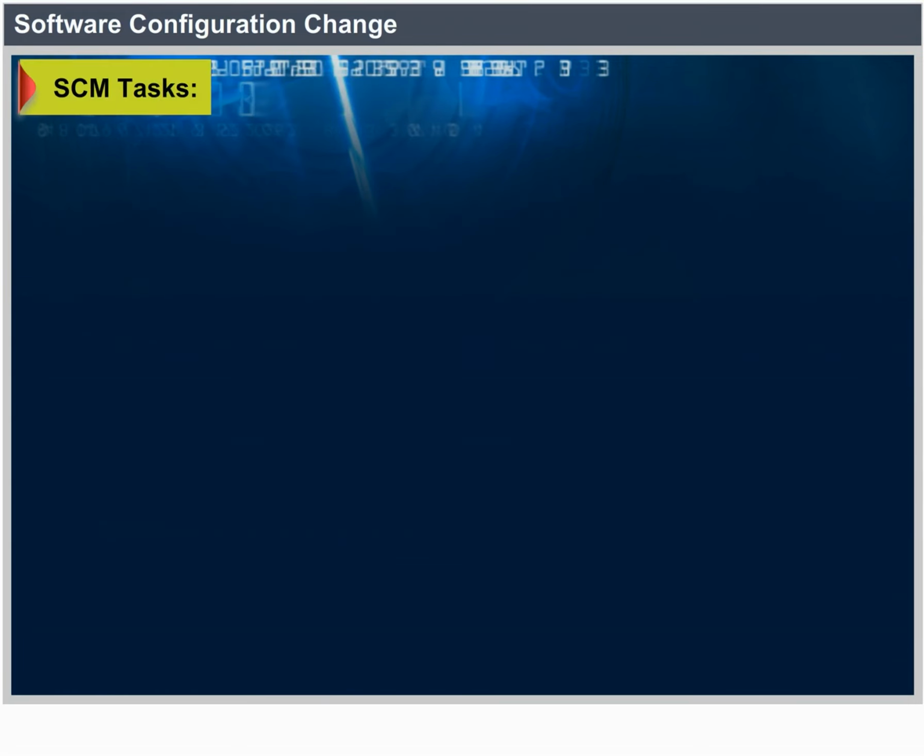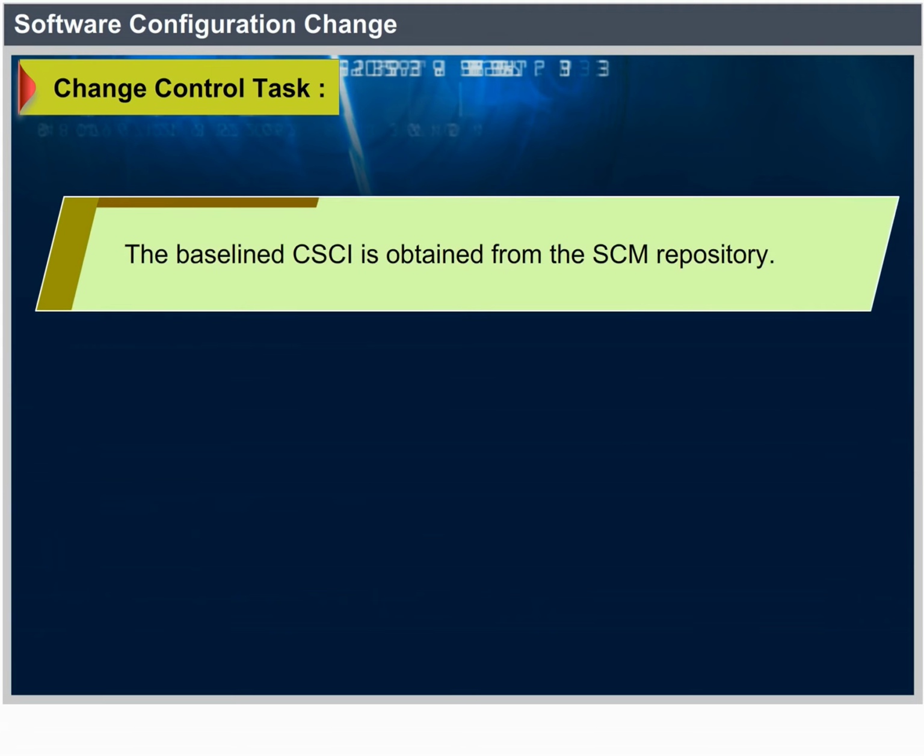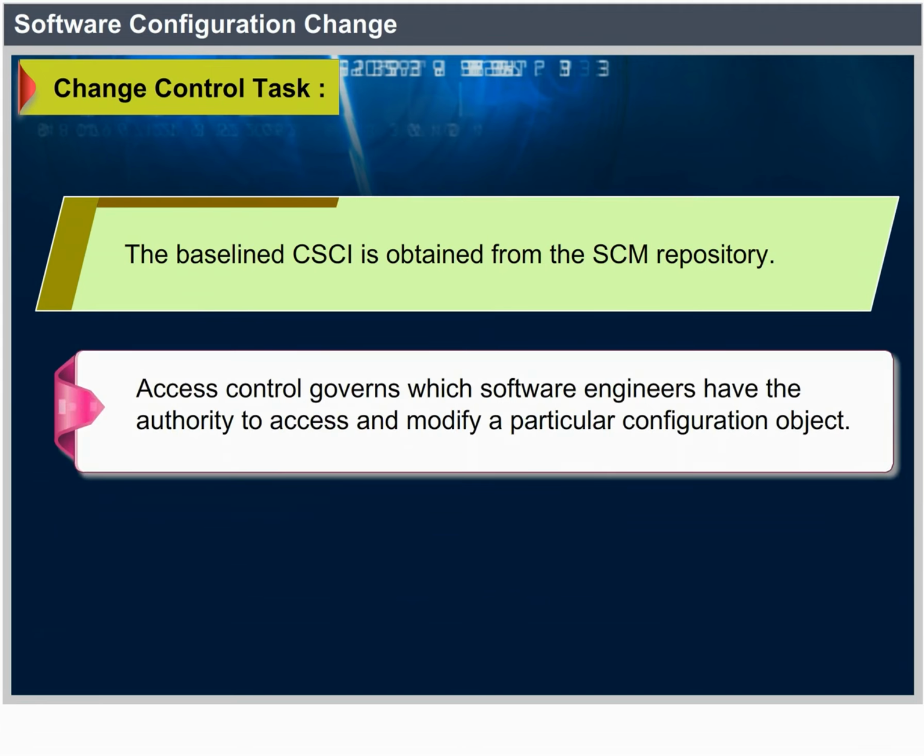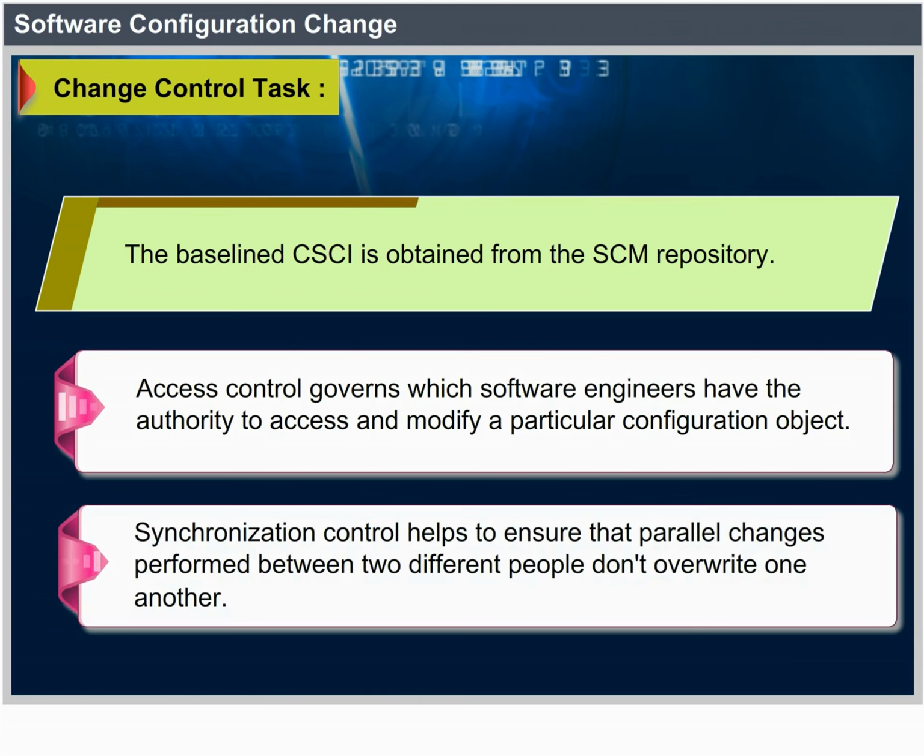An engineering change order (ECO) is issued for each approved change request. It describes the change to be made, the constraints to follow, and the criteria for review and audit. The baseline CSCI is obtained from the SCM repository. Access control governs which software engineers have the authority to access and modify a particular configuration object. Synchronization control helps to ensure that parallel changes performed by two different people don't overwrite one another.